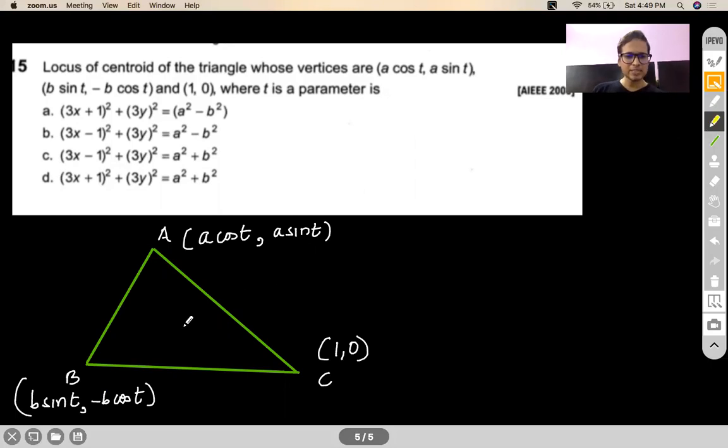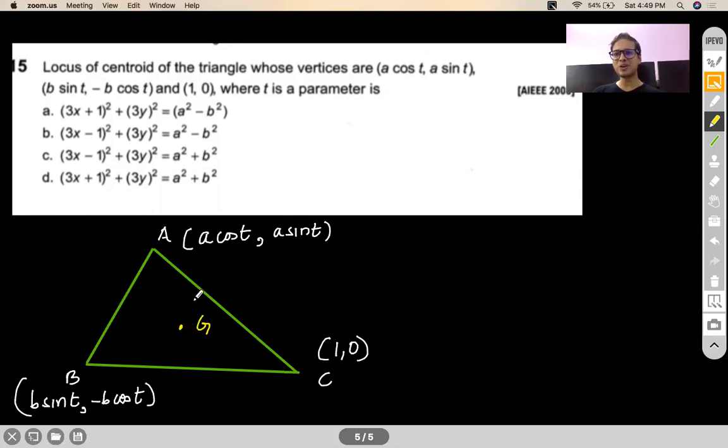Now, centroid, as we all know, we have already done this concept in our first class. Centroid is basically the point of concurrency of the medians. Correct? We all know that. Now, why at all will G move? Why are we finding the locus of it? Ask yourself that question first.